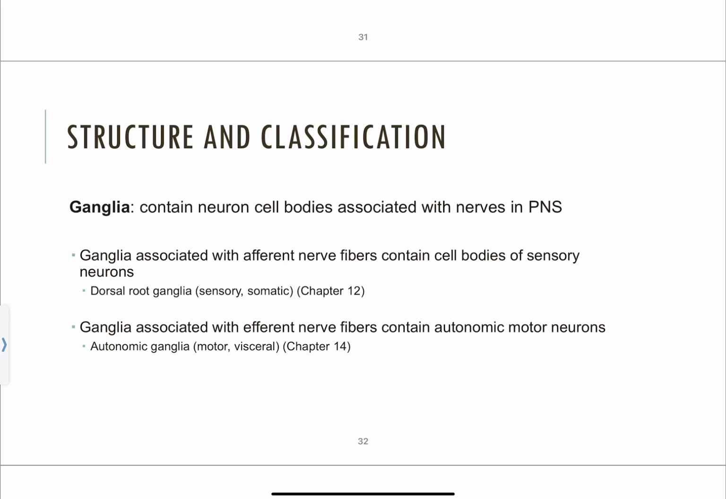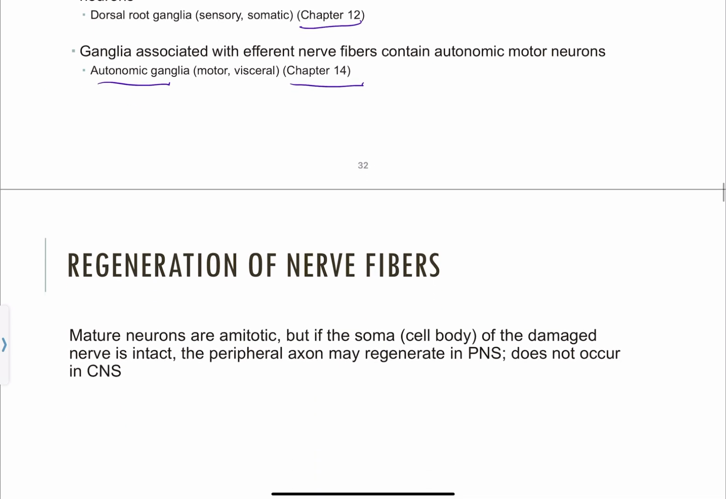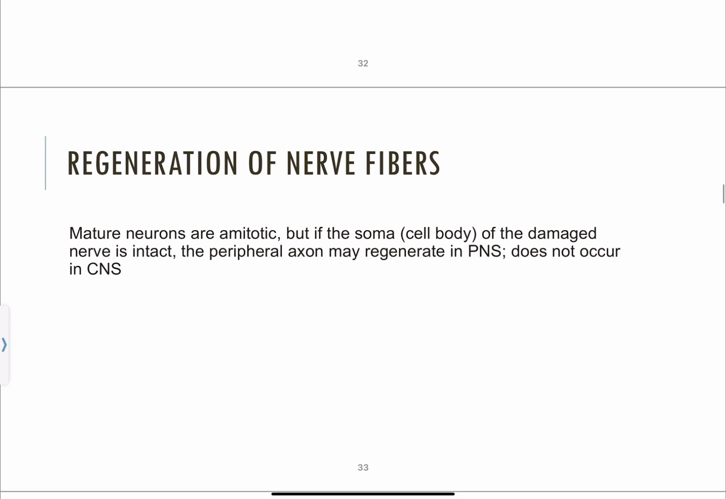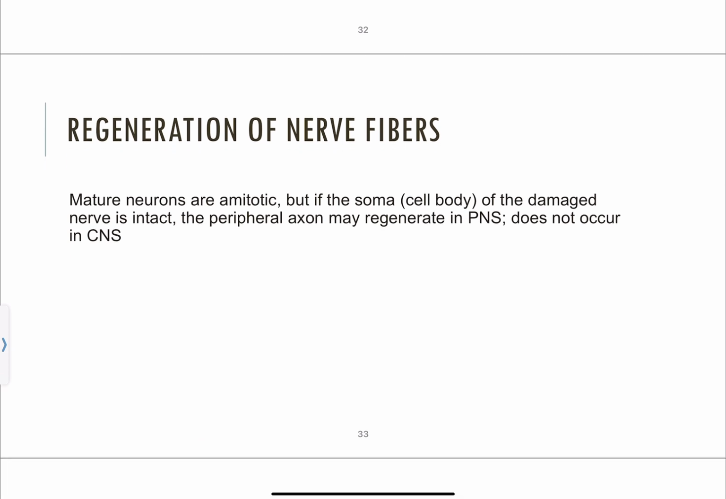So we'll talk about, again, autonomic ganglia is going to be the component of chapter 14, and we talked a little bit about ganglia in chapter 12. So now we know exactly what a nerve is and what a ganglion is, but what happens if we damage a neuron? Can we regenerate the axon? If you remember the properties of neurons, they are amitotic, which means they cannot undergo mitosis, which means if they die, we cannot generate any more.